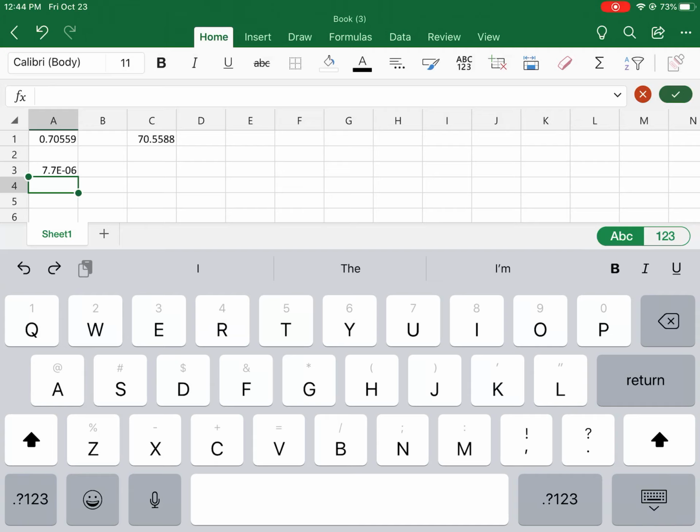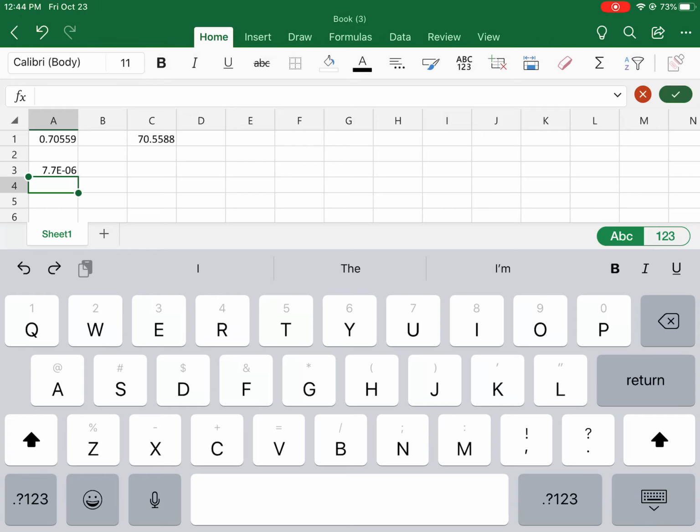Now that one looks weird. 7.7 e to the negative 0.6 means that the number is really, really small. So I actually would have to move the decimal 6 places to the left to even see it. So that means that number is 0.000077. Okay, so pretty small.